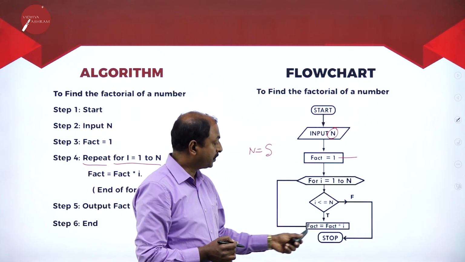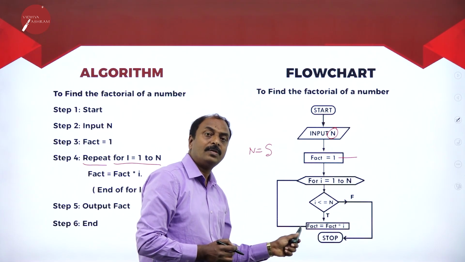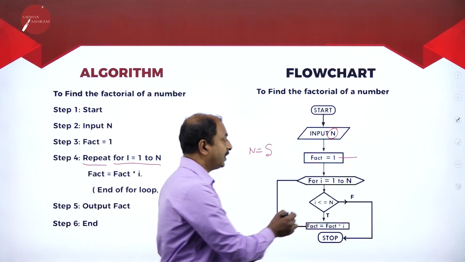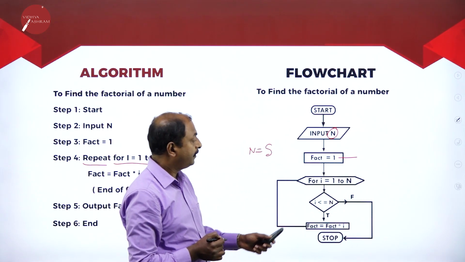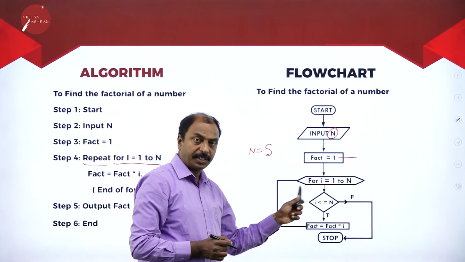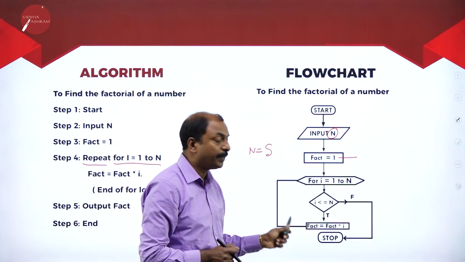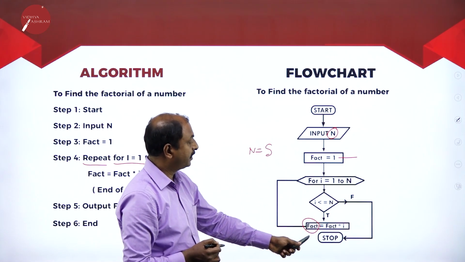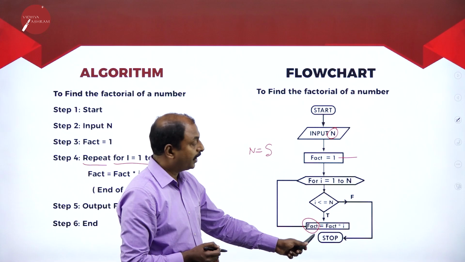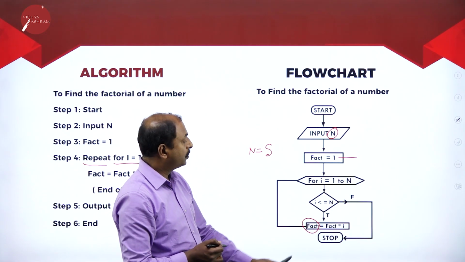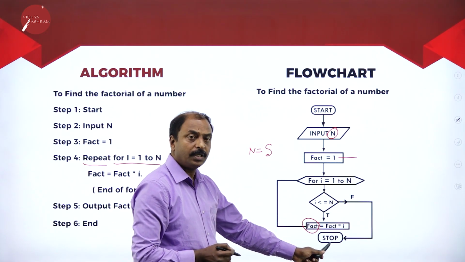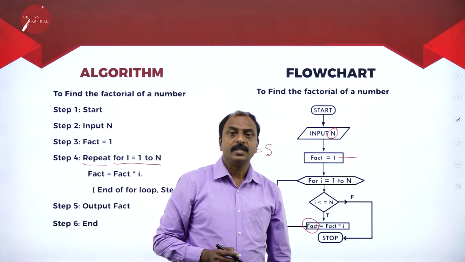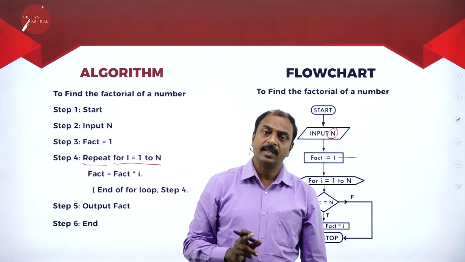So this step, one particular statement, is repeated a number of times as long as this condition is true. And after completing the statement, at the end of the number of repetitions, the value will be stored in the variable fact. That is nothing but the factorial of the number, that has to be printed out. And then we have to stop the flow chart here. So this is a flow chart to find the factorial of a given number.